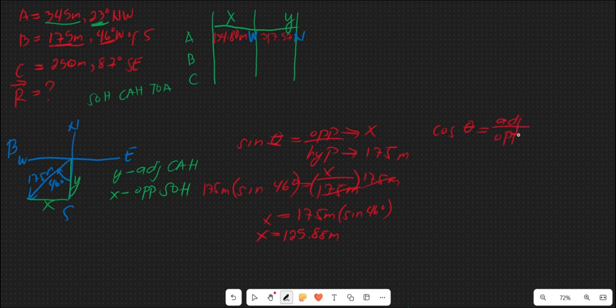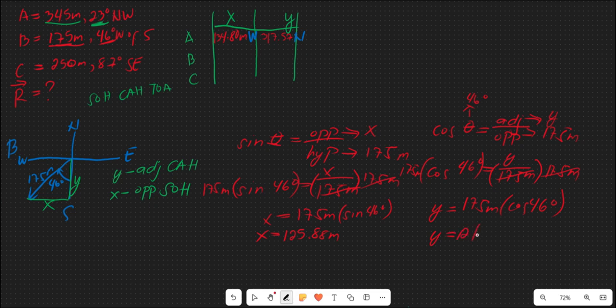And now to solve for the y component, let's write cosine theta is equal to adjacent over hypotenuse. And our adjacent here is our y component and the hypotenuse is the given 175 meters. And the theta is 46 degrees. Rewriting the equation, now we have cosine 46 degrees is equal to y over 175 meters. Let us again multiply both sides by 175 meters to cancel out the 175 meters on the right side. And we are left now with 175 multiplied by cosine 46 degrees.